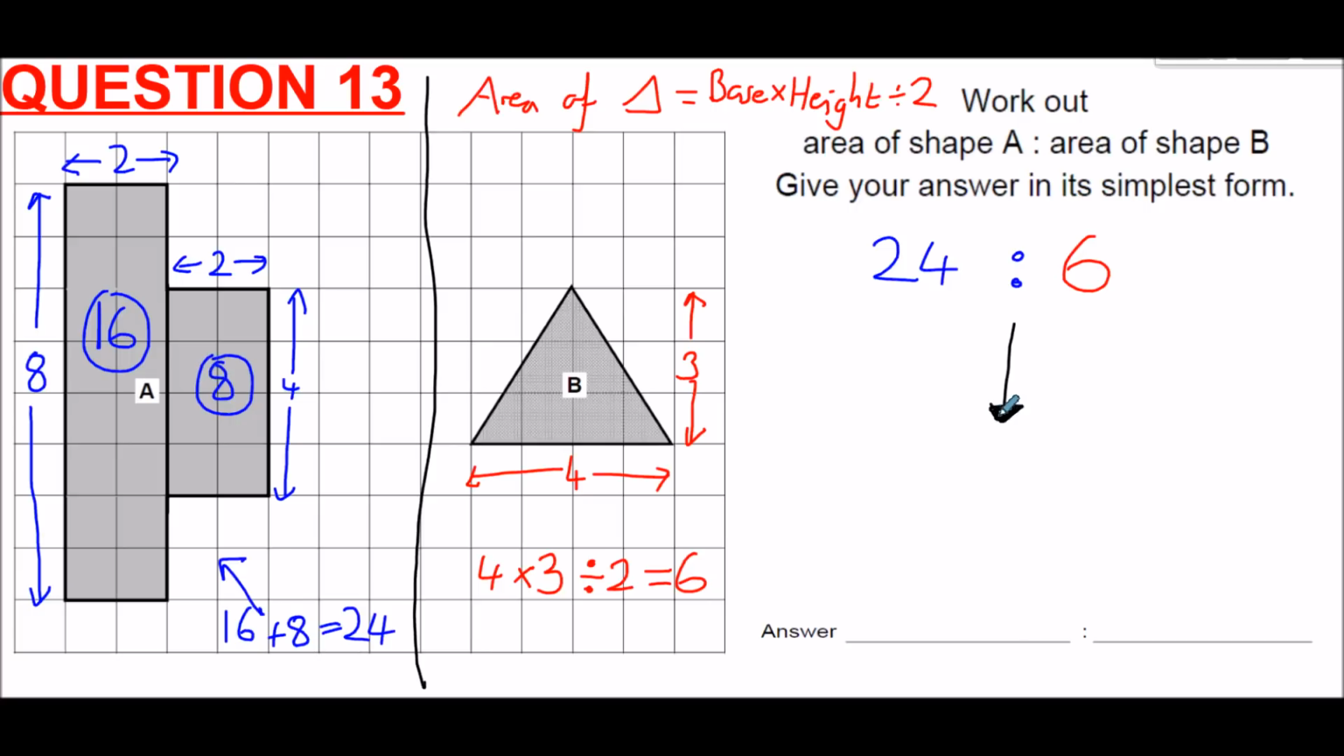Now what we can do is simplify this down. I'll show you with a calculator in a second how you can think of it. We can divide both of these numbers by 6. And so if we divide the 24 by 6 and the 6 by 6, what we'd get is a final simplified ratio of 4 to 1. And that gives us our final answer. The area of shape A to the area of shape B as a ratio is 4 to 1.